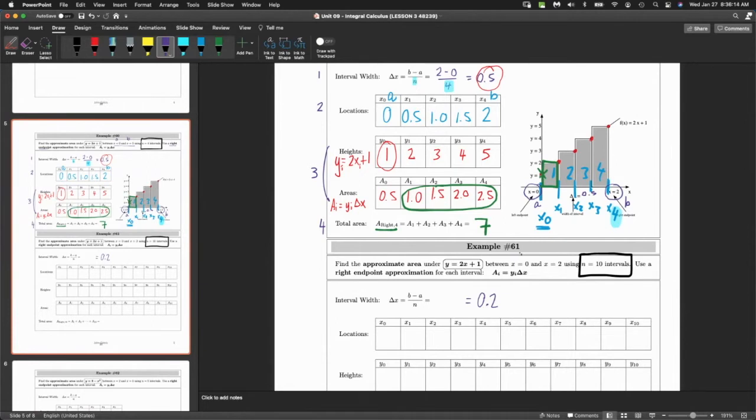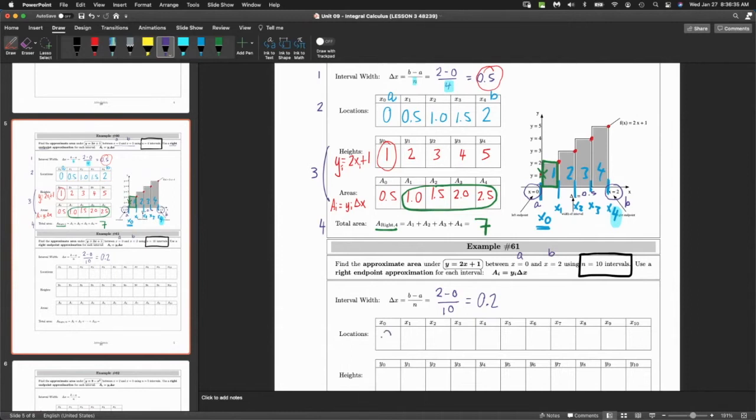So how do we get that? I'll remind everybody there's a and b. So it's b minus a divided by n. So it's 2 minus 0 divided by 10. It's 2/10. My stylus is glitchy sometimes, as you know. So that's 0.2. Now we're going to find the locations.